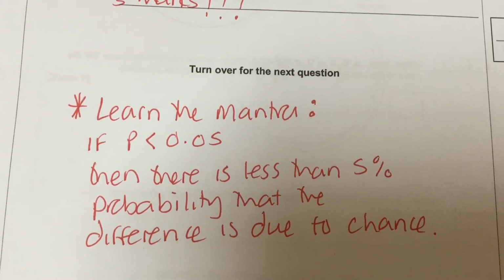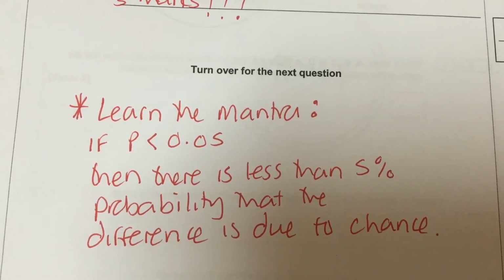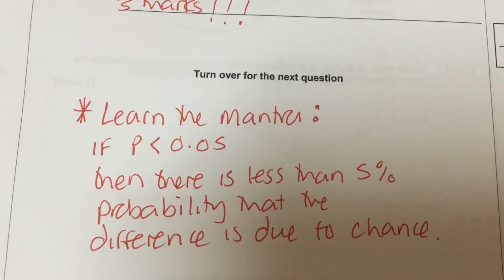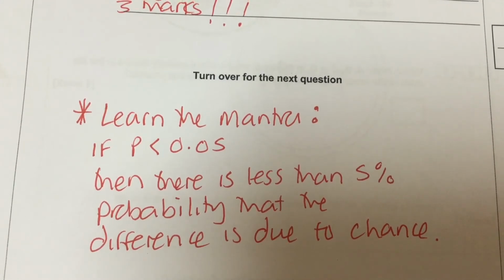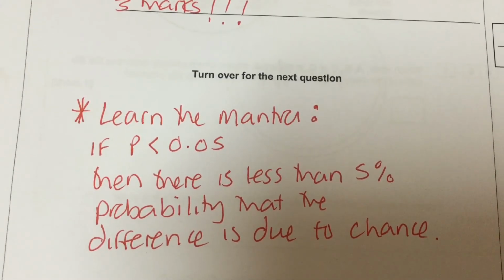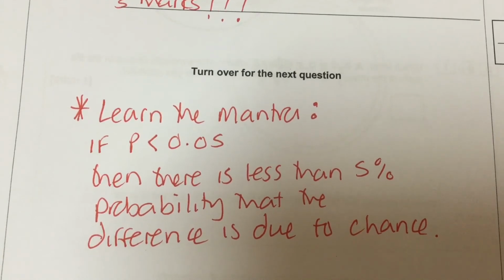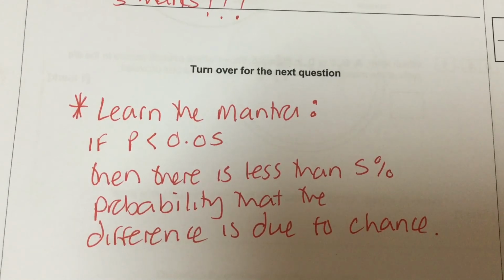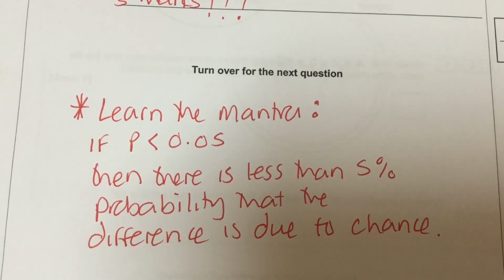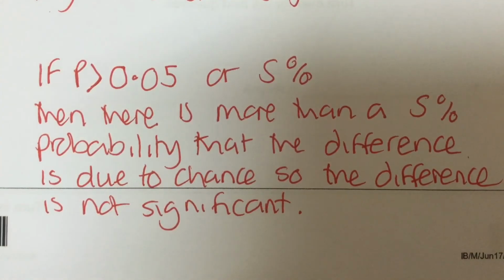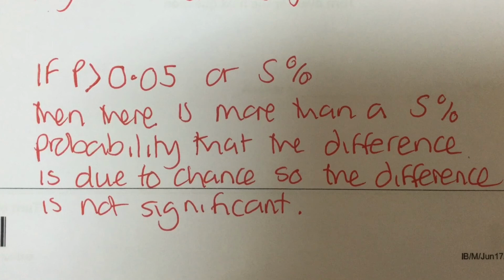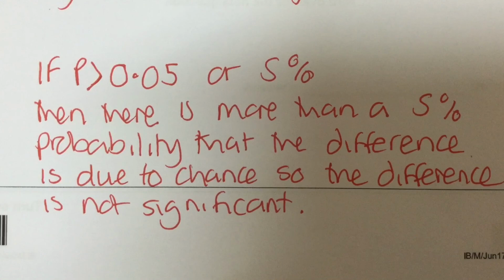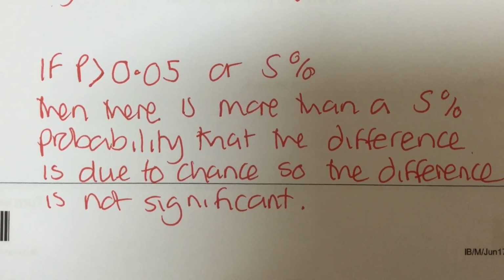There is a difference. If the value for P was more than 5% or 0.05, then we would say there is more than 5% probability that the results are due to chance. So the difference is not significant. So my top tip for this question is to just learn that mantra. Don't think about it too much, just learn it. If the value of P is less than 5% or 0.05, then that's what you say. If it's more than 5%, then you say the opposite. Don't start mixing the sentence up. Don't say it's not due to chance and start confusing it like that because you'll lose marks. Just stick to the mantra.